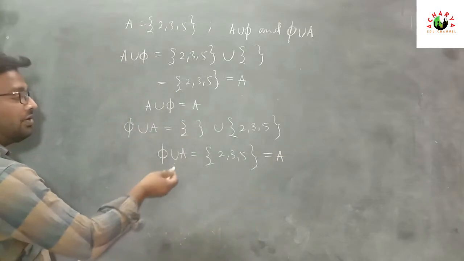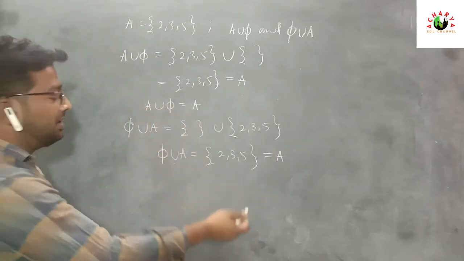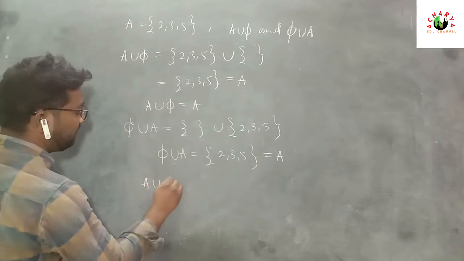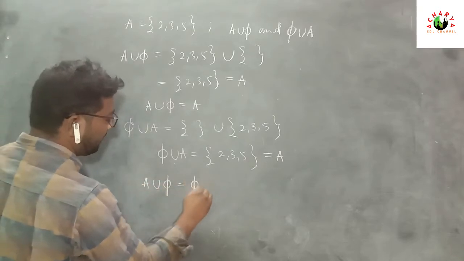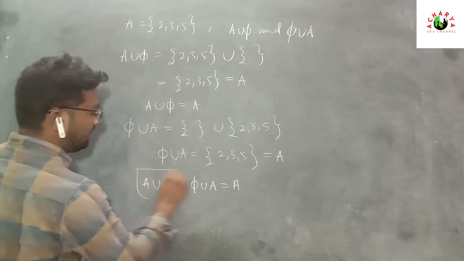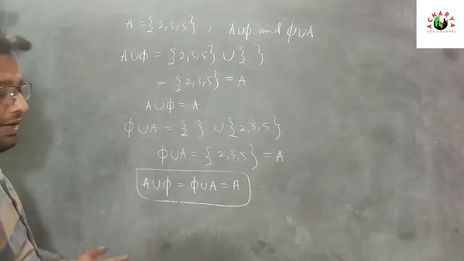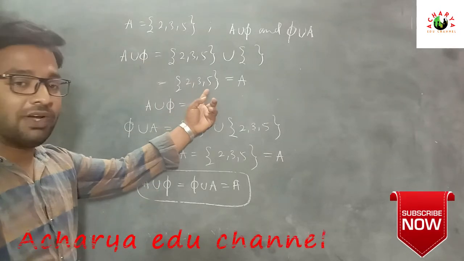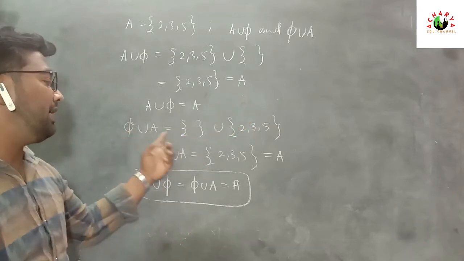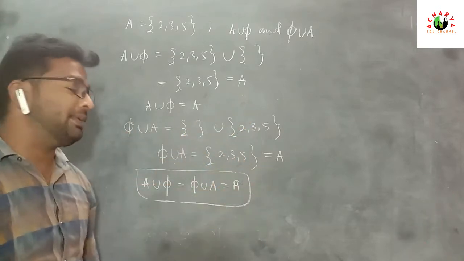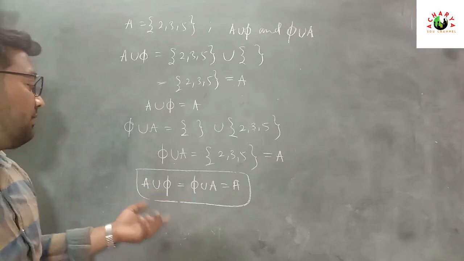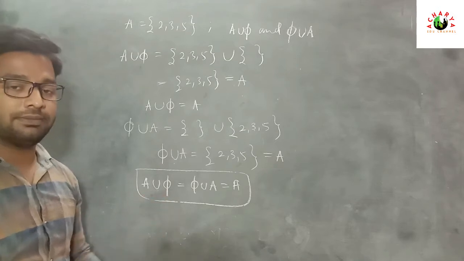So finally we conclude that A union phi is A and phi union A is also A. So we can write A union phi equal to phi union A equal to A. All the answers are A only. A union phi gave us 2, 3, 5, that is the set A elements. Next, phi union A also gave 2, 3, 5, that is A elements. So finally we write A union phi equal to phi union A equal to A.